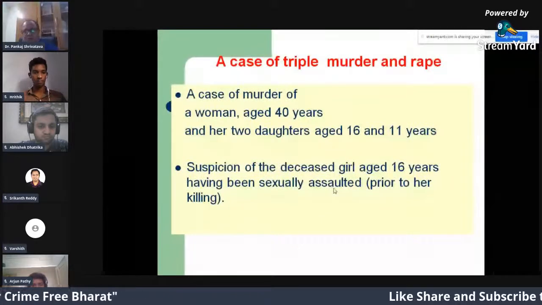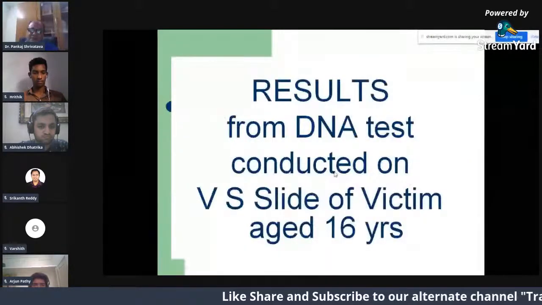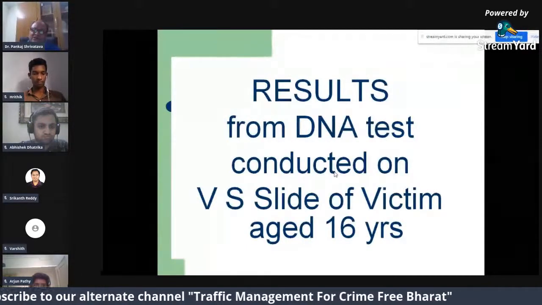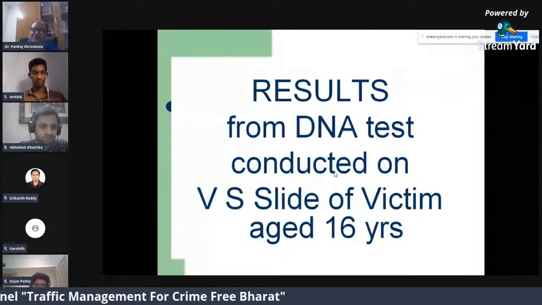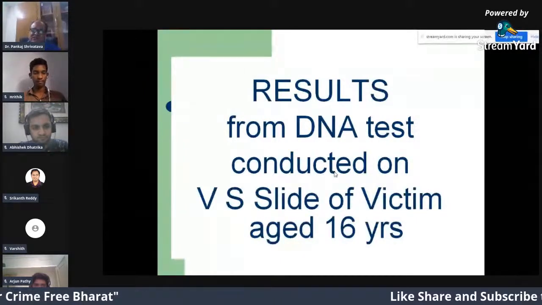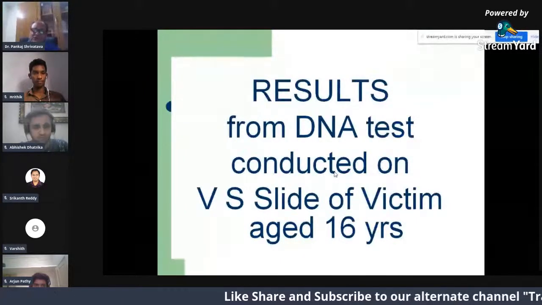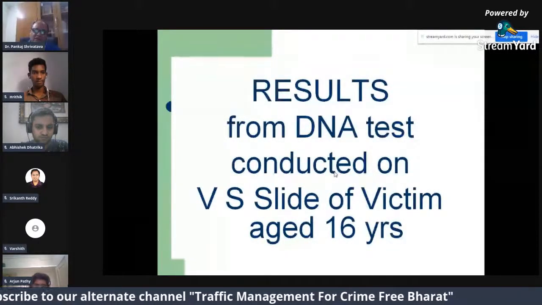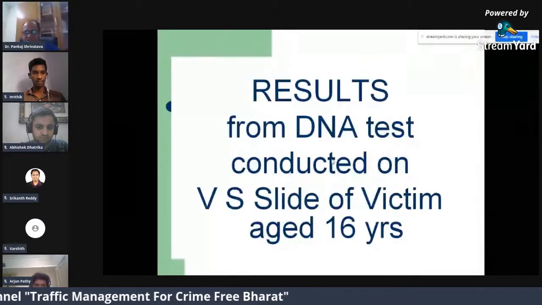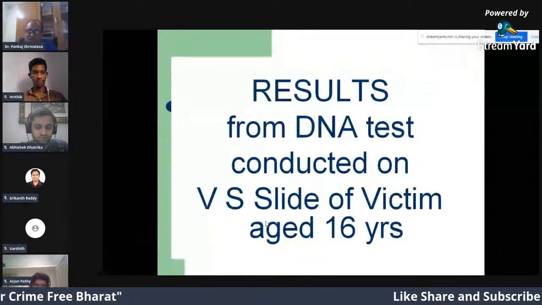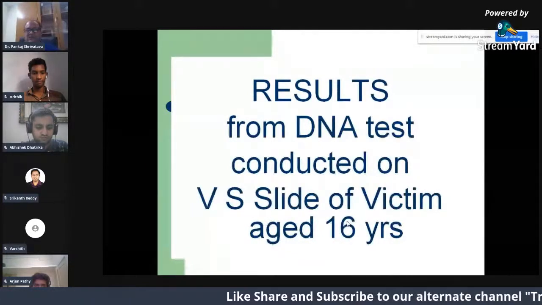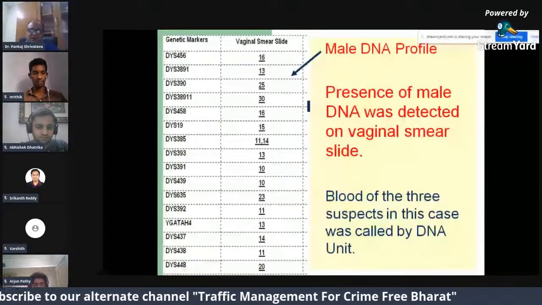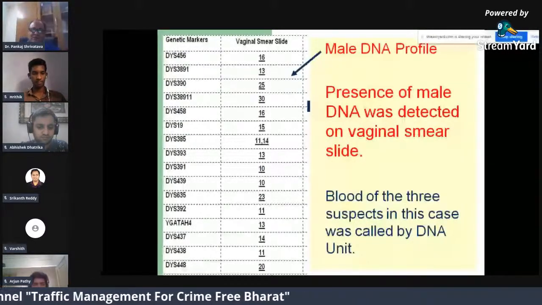Now, in the same case, when we started DNA examination, there was a guideline that if we receive two slides in biology and serology, then one slide is kept for further examination if at all required. So in this case, DNA test was ordered by the honorable court, and we did DNA examination. When we did DNA examination on the remaining VS slide of the 16-year-old victim, we got a male DNA profile.